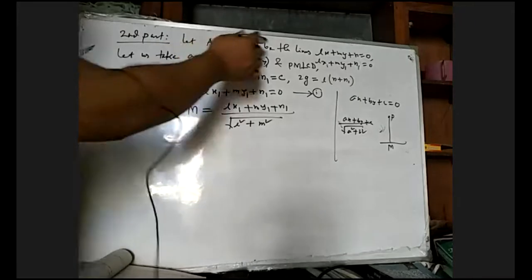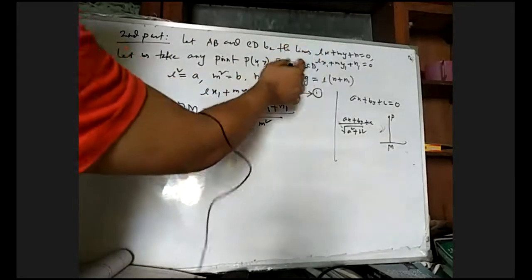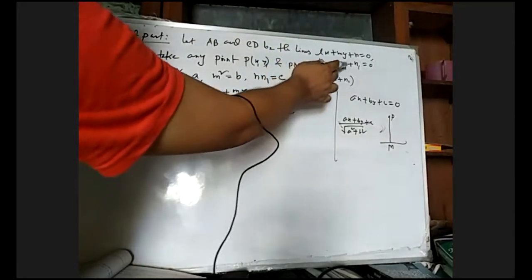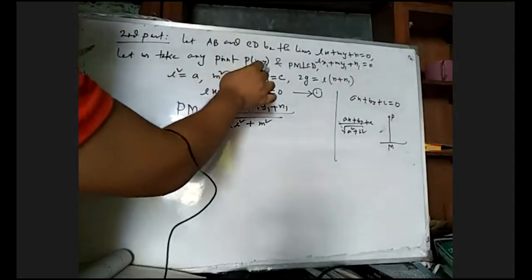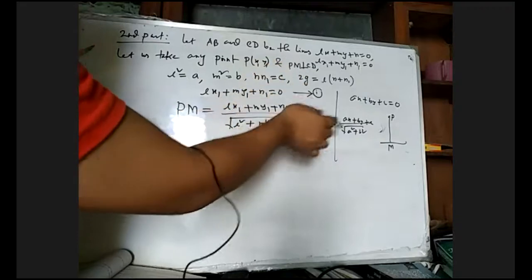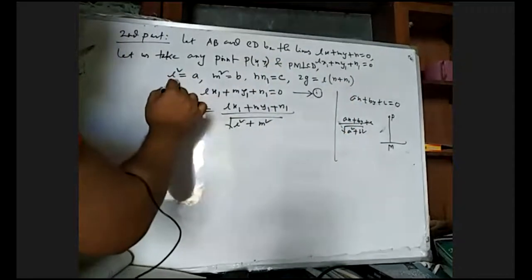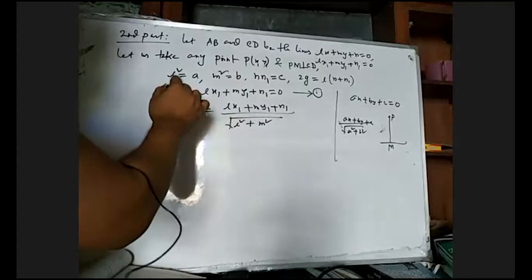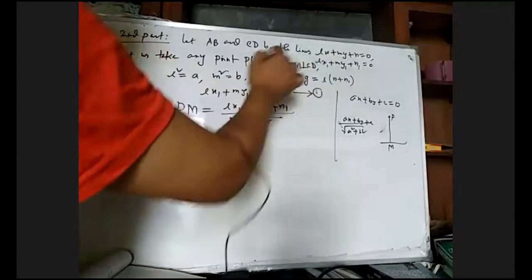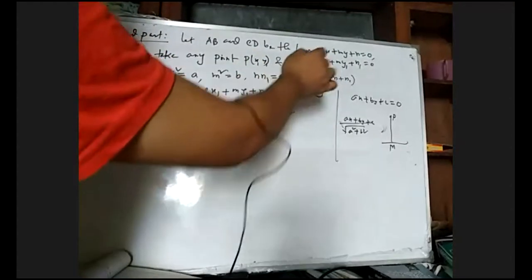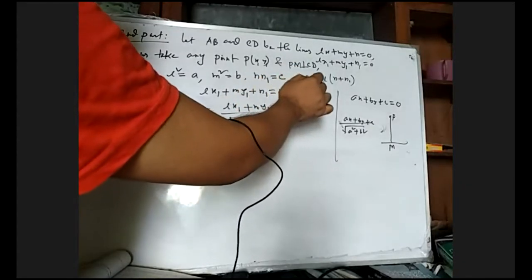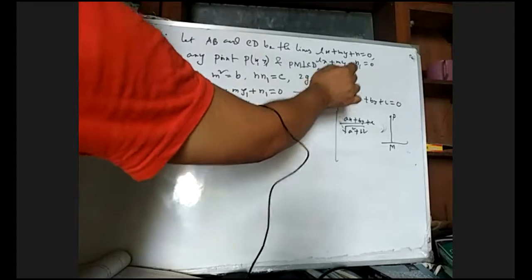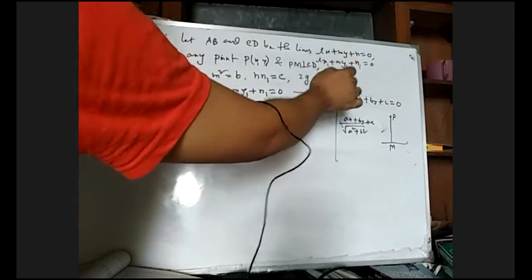So let AB and CD be the lines lx plus my plus n and another line will be lx1, my1 and n1. So let us take any point P(x1, y1) and PM is the perpendicular to CD like this. So comparing with the coefficient, l square equals to a, m square will be b and n1 what will be c, and twice z will be what, l into n plus n1, because xy coefficient will be this.